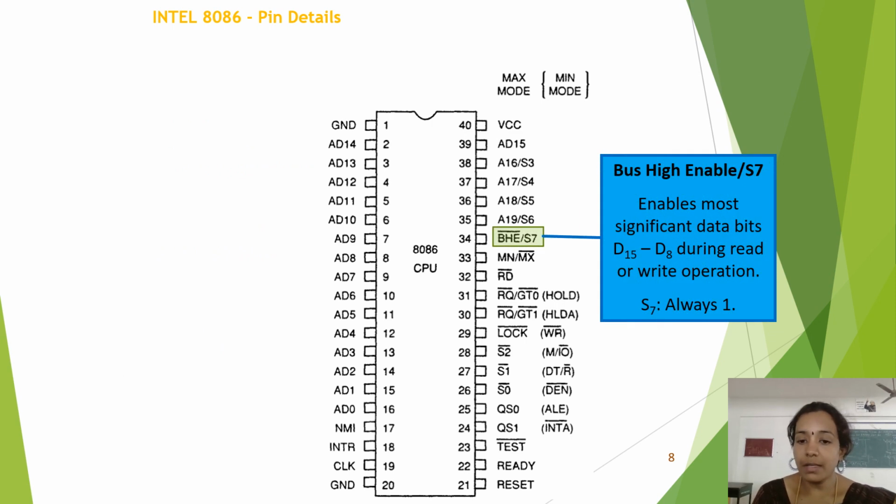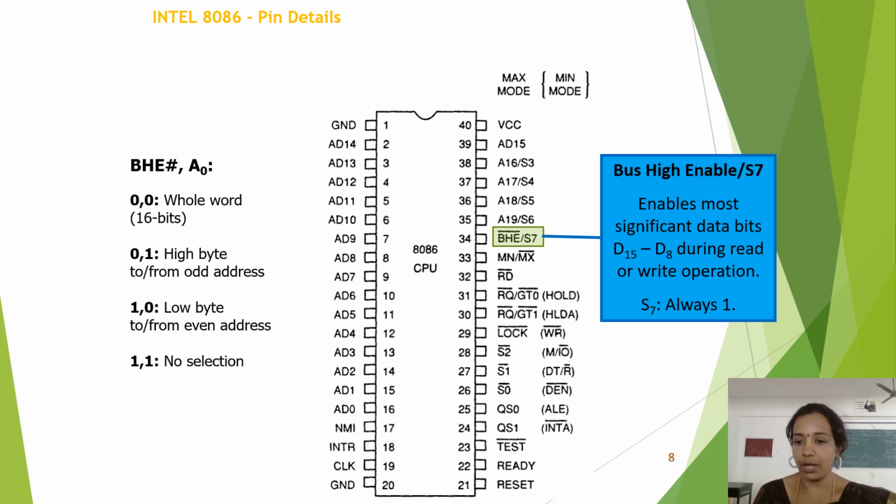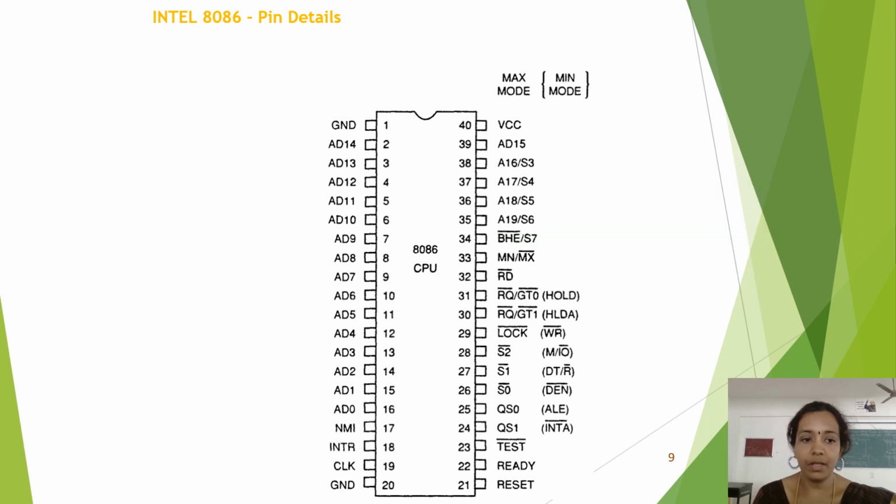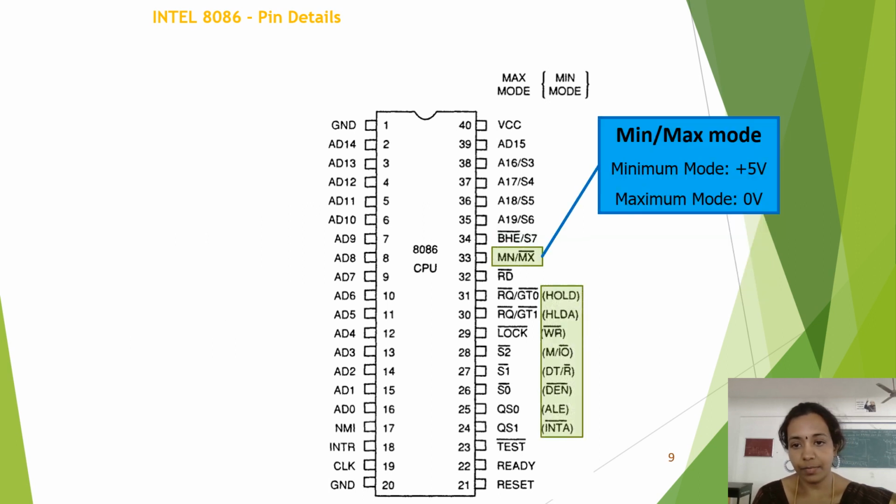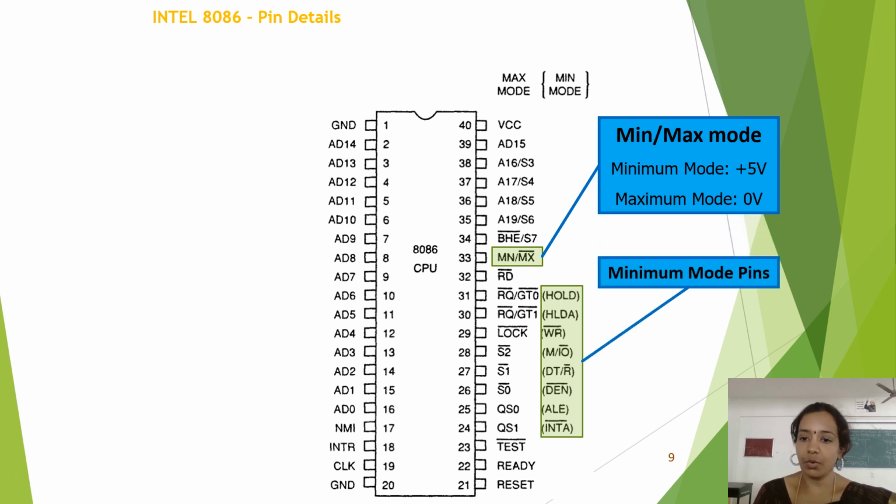The next one is the bus high enable or S7. It enables the most significant data bits D15 to D8 during a read or write operation. S7 would always be 1. So next one is the minimum and the maximum mode. The minimum mode is plus 5 volt and the maximum mode is 0 volt.